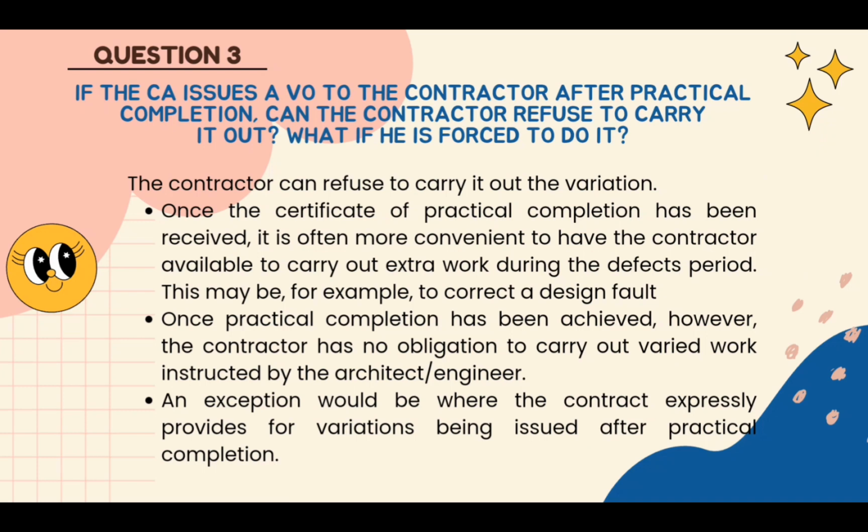And the question is, if the CA issues a VO to the contractor after practical completion, can the contractor refuse to carry it out? What if he is forced to do it? The answer is, the contractor can refuse to carry out the variation.